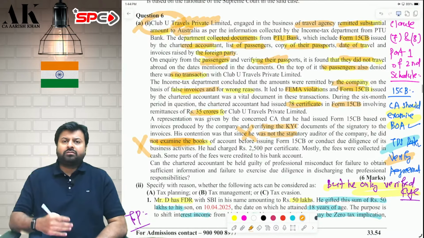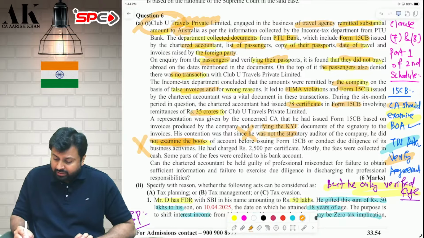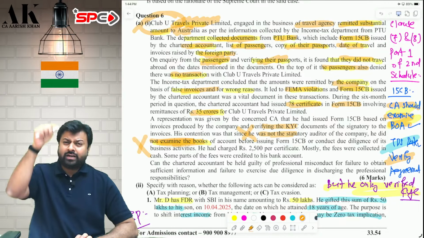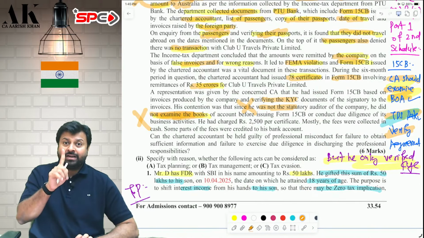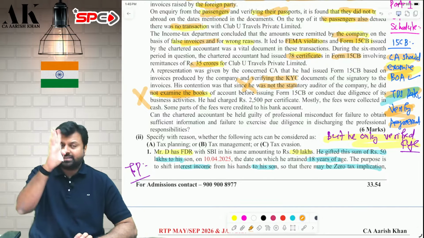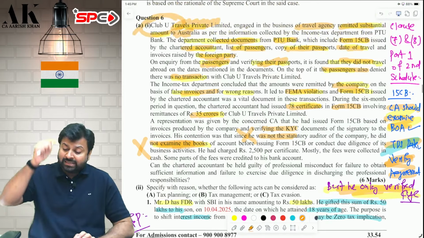What is the responsibility of a chartered accountant when he issues Form 15CA, 15CB? First of all, he should examine the books of accounts. Even though he is not the statutory auditor, he should still examine the books of accounts. Second, he should examine whether the TDS has been deducted at the proper rate or not. Third, he should verify the agreement between both the parties. All these things are not done. Only KYC has been checked. Therefore, the chartered accountant in this case is deemed to be guilty.